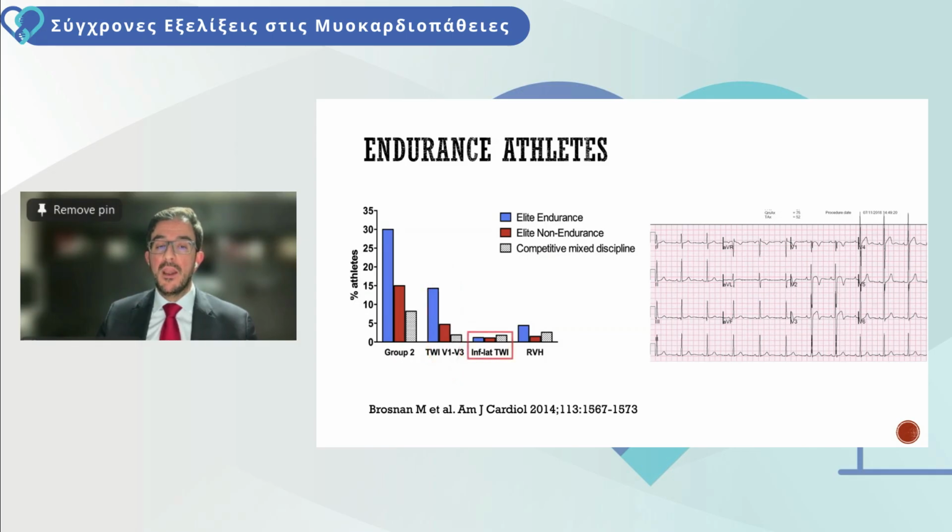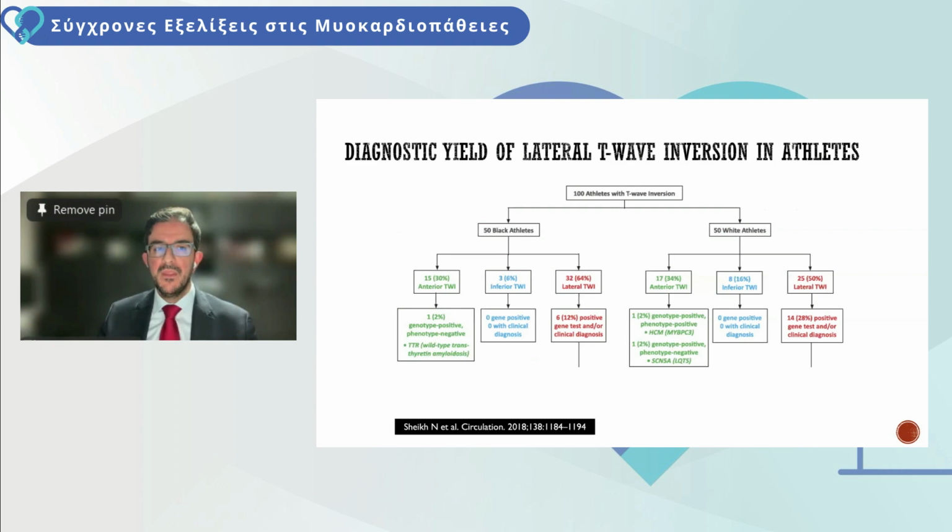However, if you look at the inferior and lateral leads, there is no correlation with athletic activity. And in the bibliography, you will usually find that lateral T-wave inversions are present in less than 1% of athletic individuals. And we know that if you investigate lateral T-wave inversions comprehensively, and this is our experience from 100 athletic individuals, 50 black athletes, 50 white athletes, and you'll see that we investigated anterior, inferior, and lateral T-wave inversions, by far the greater diagnostic yield of an underlying heart muscle condition is in the lateral T-wave inversions, where in the black athlete group it was about 20%, while in the white athlete group it was about 56%.